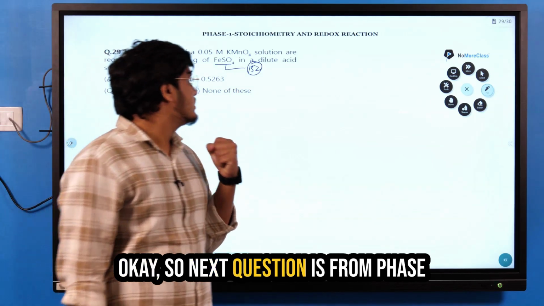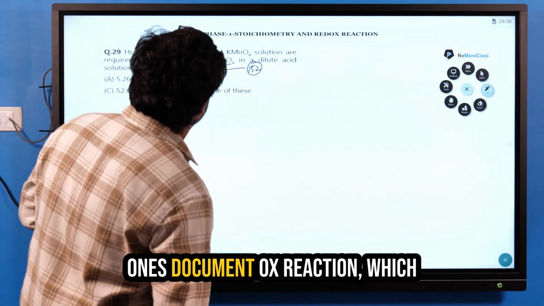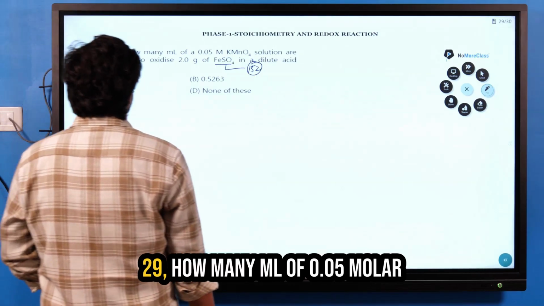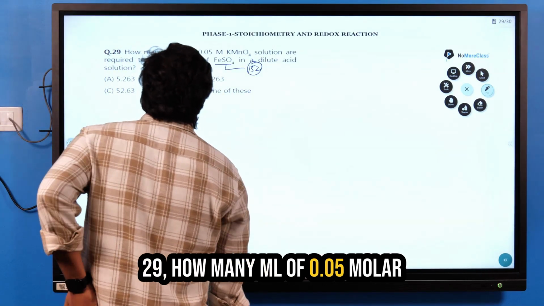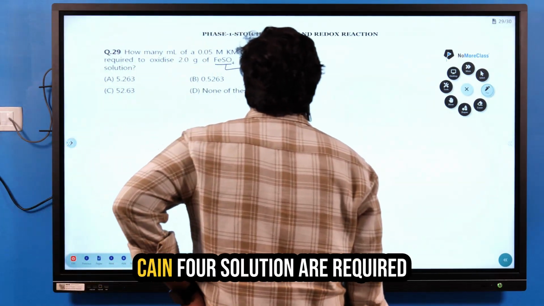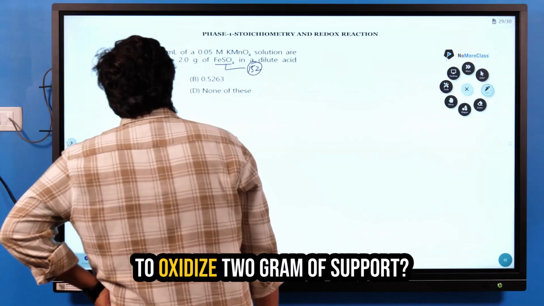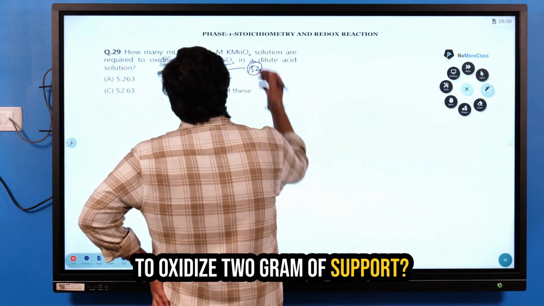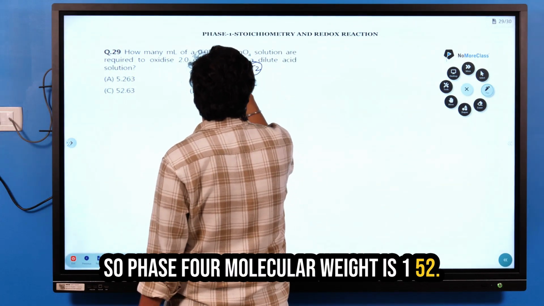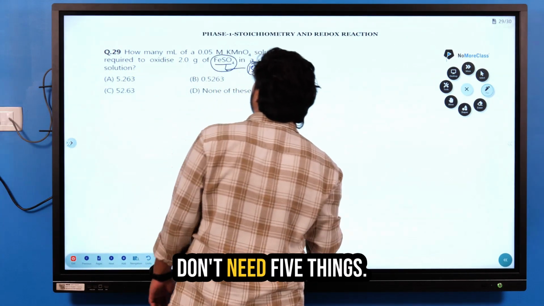Okay. So the next question is from page 1, stoichiometry redox reaction, question 29. How many ml of 0.05 molar KMnO4 solution are required to oxidize 2 gram of FeSO4? So FeSO4 molecular weight is 152. We don't need the KMnO4 molecular weight, I think.